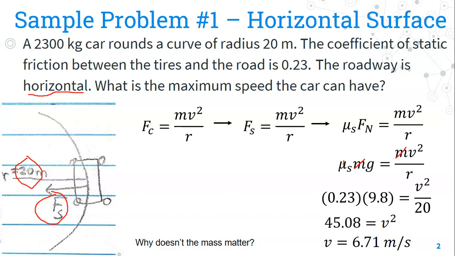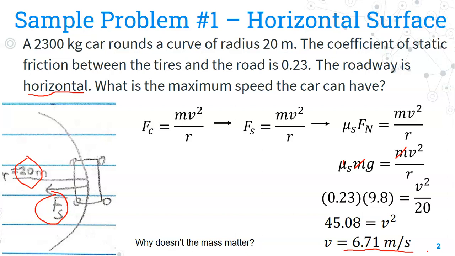Now, you should have noticed that we canceled out the m's here. What that means is that the mass of the vehicle doesn't matter. So it doesn't matter if it is a truck or a car or a motorcycle. The vehicle should not exceed this speed right here.